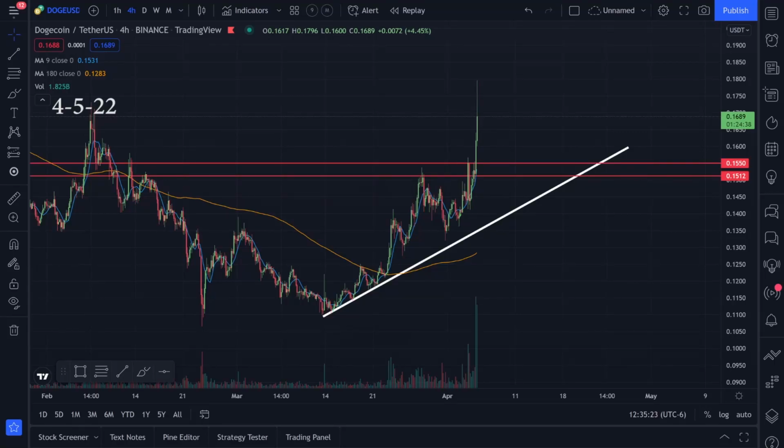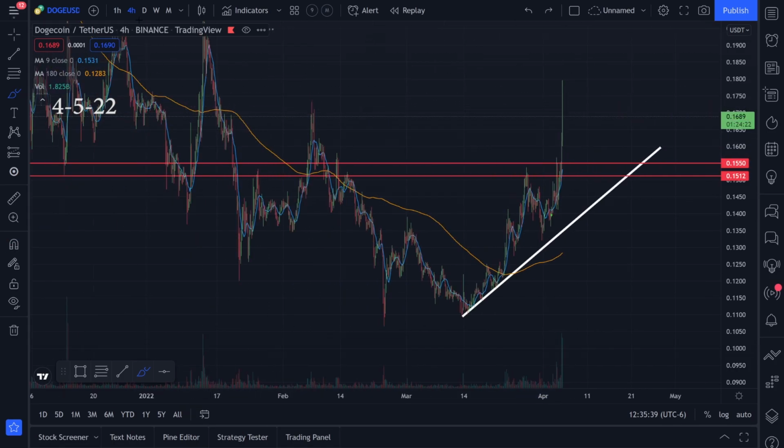Let's take a look at the chart action for Dogecoin. Okay, so here's what we're looking at. In my last video, I was watching this resistance and this resistance. I had these two red lines drawn, and I was saying we need to break out of this little box right here in order to go to the next target.